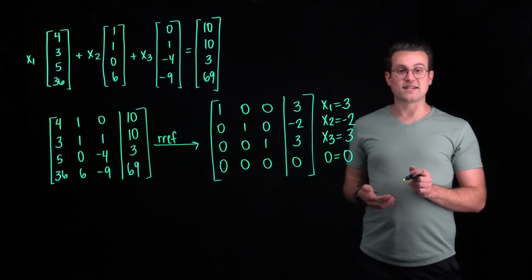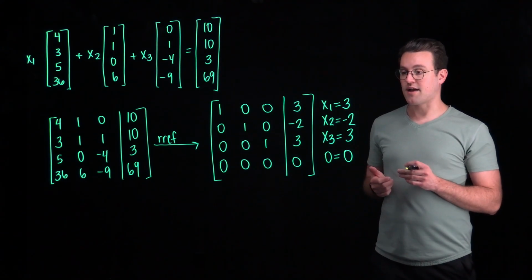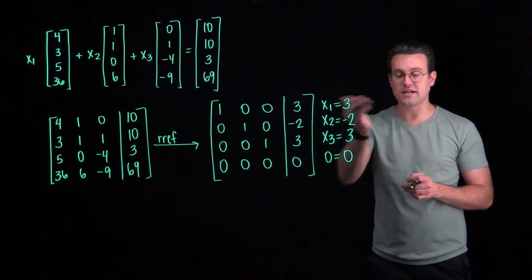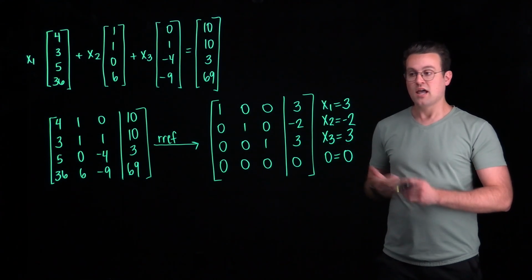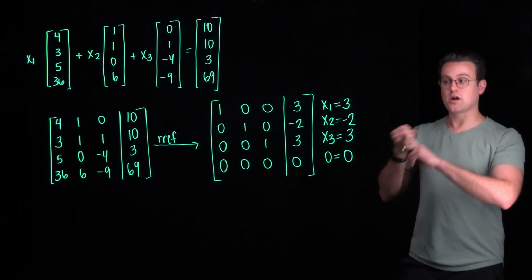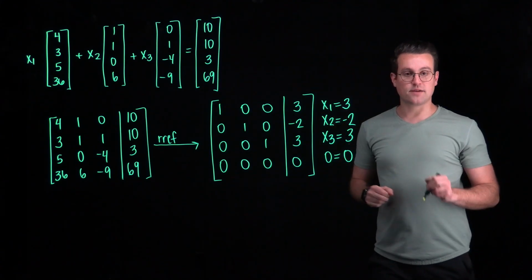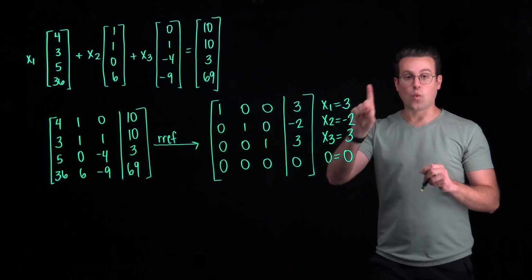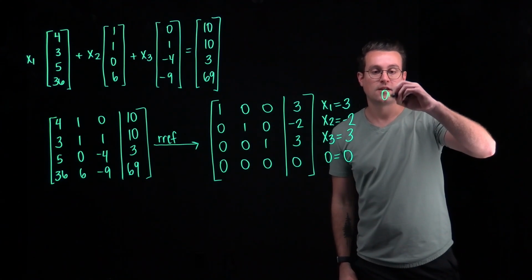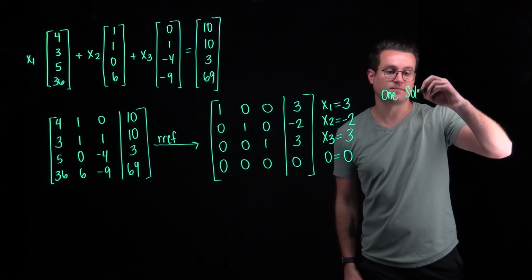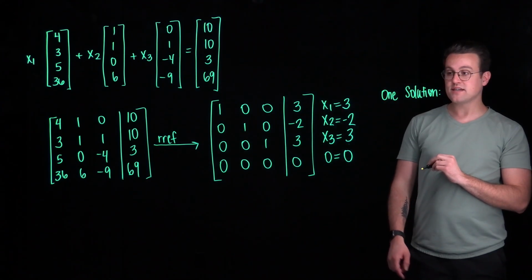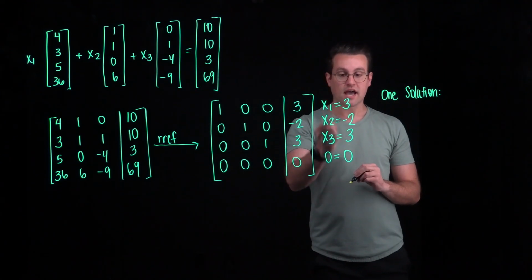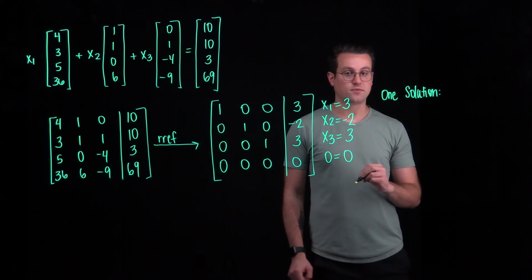What I also observe is that my variables are, how I'll describe them, isolated. I get x1 equals something, x2 equals something, x3 equals something. That tells me, since there are no contradictions and my variables are isolated, that I have one solution. So we have one solution, and it's precisely when x1 equals 3, x2 equals -2, and x3 equals 3.